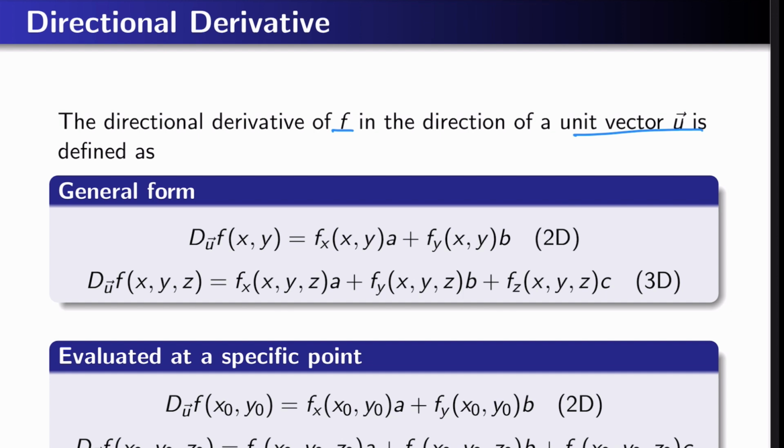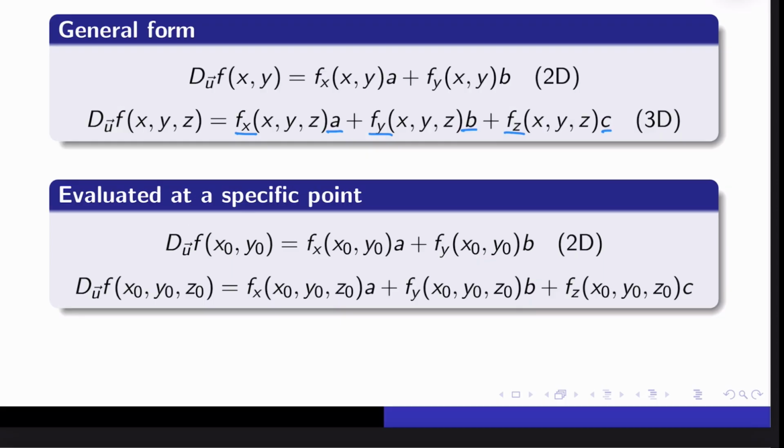So the partial of f with respect to x times the x component, plus the partial of f with respect to y times the y component, plus the partial of f with respect to z times the z component of the unit vector. Also, we could be asked to evaluate the directional derivative at a point. For the 2D case, the point will be x0 and y0. So we just substitute these points into our directional derivative function. So that will be f_x at x0, then f_y at y0. Same for the 3D case.